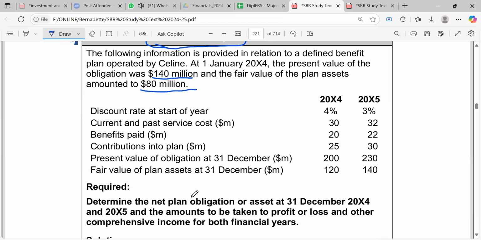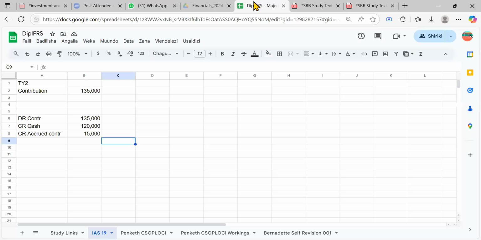You can see the net plan obligation or net plan liability, or a net plan asset, at the 31st December 20x4 and 20x5, and the amounts to be taken to profit or loss and other comprehensive income for both financial years. Maybe we do this. This is illustration 1, the first example here.